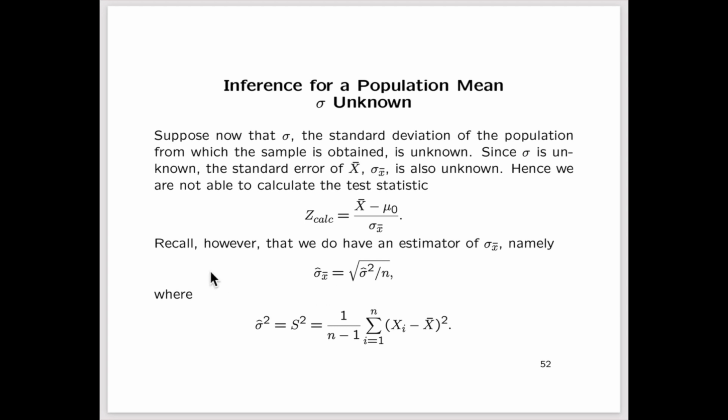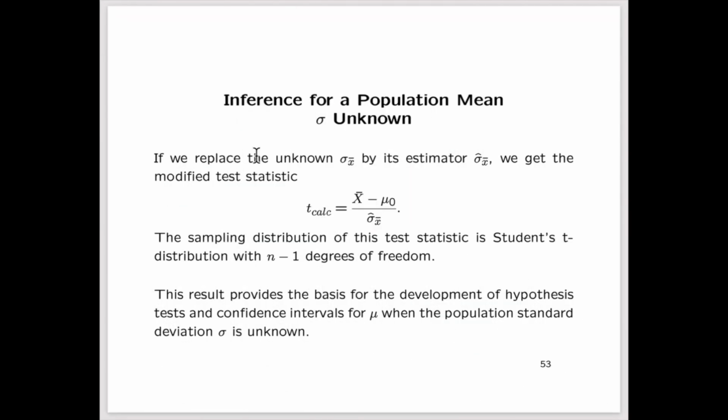And so while we don't know the true population standard deviation, or equivalently the population variance, we can estimate it using the sample variance. And then once we have that, we can plug it into this formula and we have an estimated value for the standard error of x bar. So if we replace the unknown standard error of x bar by its estimated value, then we get this modified test statistic, with sigma hat sub x bar in the denominator.